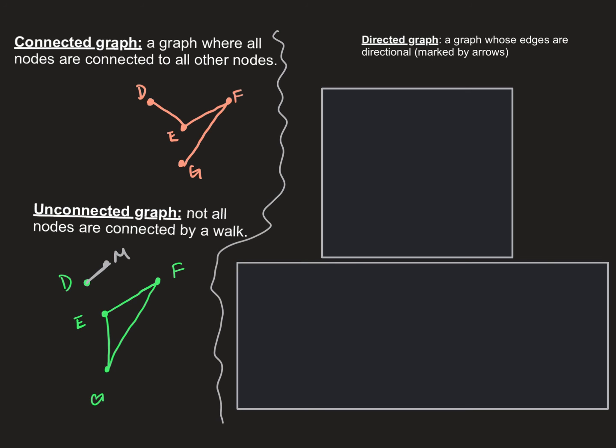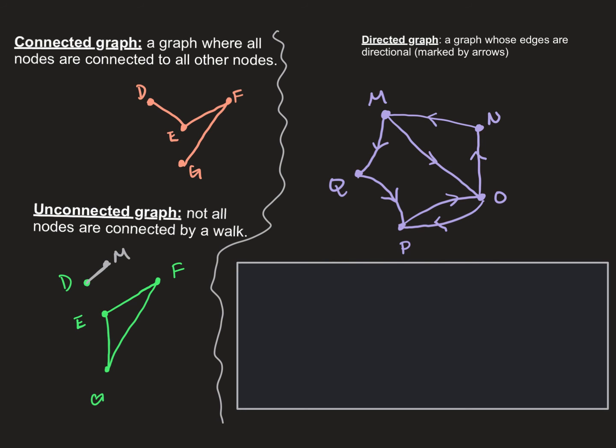A directed graph is a graph whose edges are directional, and that tends to be marked by arrows. So in this case, if I'm at M, I can't just walk right back to N because the arrow is going this way. So I could get to N if I went all the way around. If I was at O and I wanted to get to P, I'd have to go along this path, not that one, kind of thing.